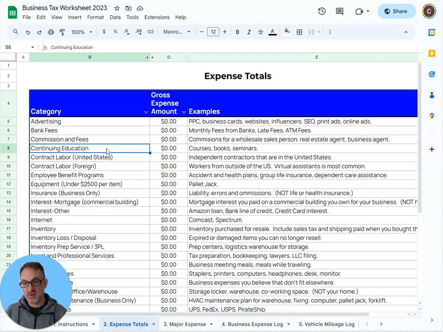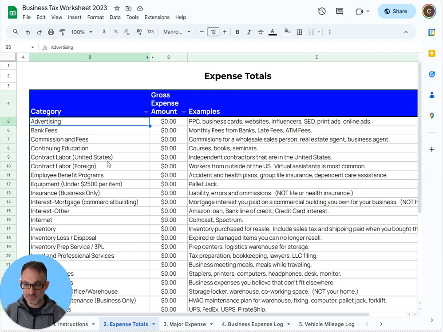There's also some other things here as well, like bank fees, so anything that you get charged from a bank. That would be like your late fees, ATM fees, monthly recurring fees, those sorts of things. Those all would be included with your bank fees. Anytime you're spending anything on advertising, that would be like pay-per-click. Any websites you've created, any influencers you've paid, any SEO you've done, all of that good stuff is included with advertising.